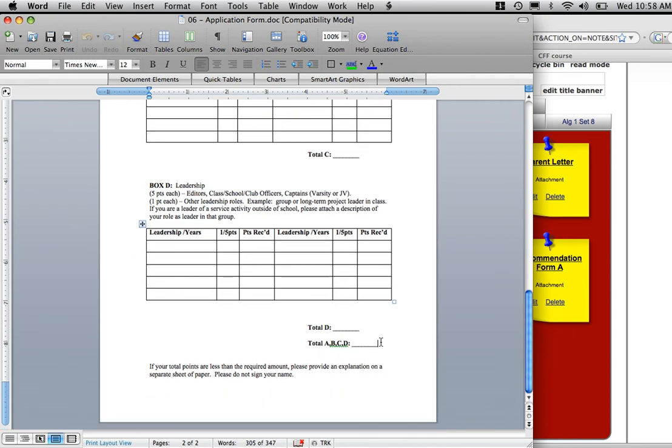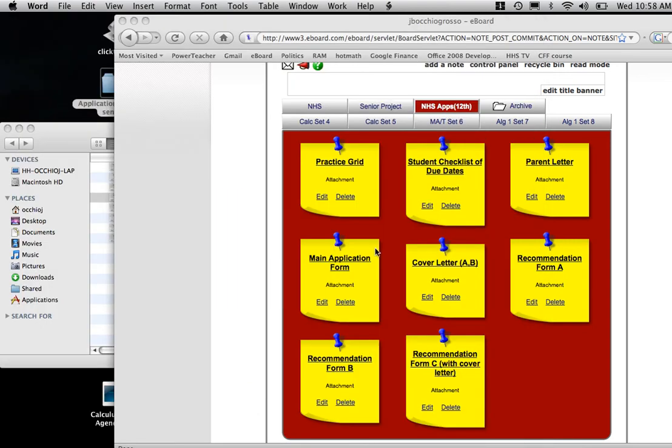And then here is an opportunity to total, and if your total does not exceed 70, I've left a note here that says, please, you have the opportunity to provide an explanation on a separate sheet of paper, but don't sign your name because this whole process remains anonymous. So say something like, here are the reasons why I was unable to get 70 points. I hope that the faculty council can understand X, Y, and Z, and then they'll make their vote accordingly.